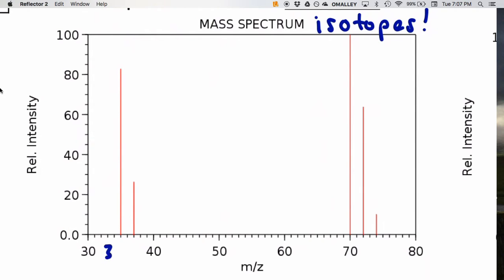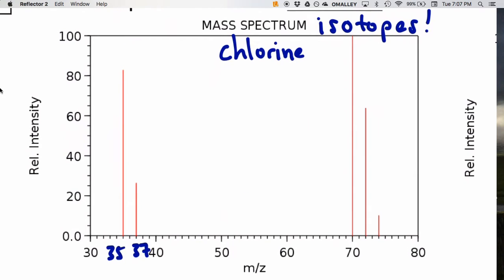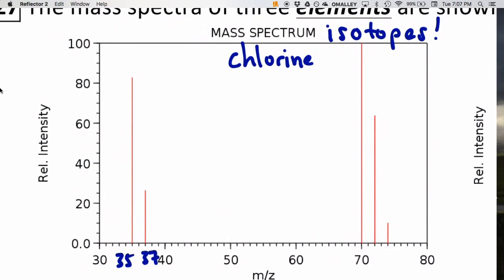Here I have a peak at 35 and 37. If I look at my periodic table, that's pretty close to what I would expect for chlorine's atomic mass. So why do I have 2 peaks for chlorine? Well, we have 2 isotopes. We have chlorine 35, we have chlorine 37. And I can even use this mass spectrum to figure out the abundance of those.